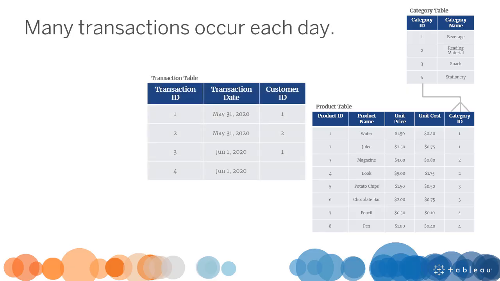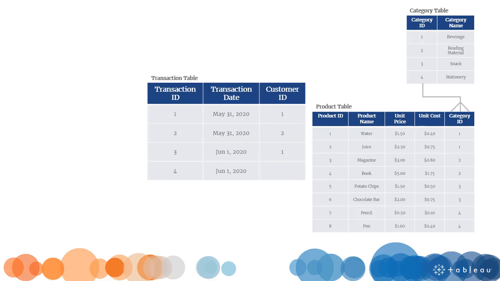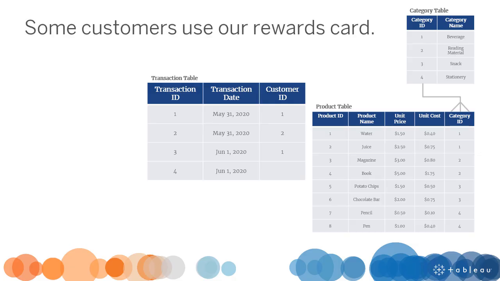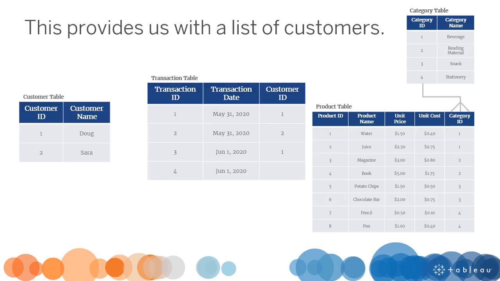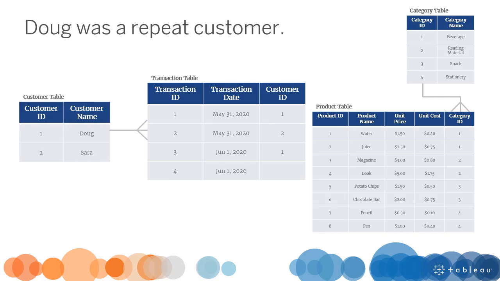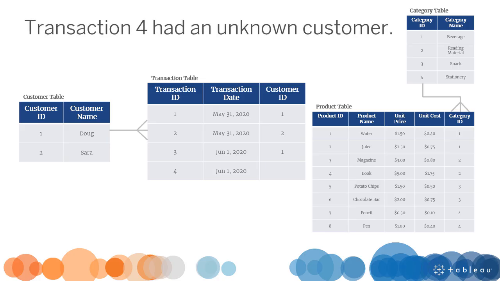Many transactions occur each day. Each transaction has a unique transaction ID. Some customers use our reward card system during a transaction. This provides us with a partial list of customers. Doug was a repeat customer in transactions 1 and 3. Transaction 4 had an unknown customer.